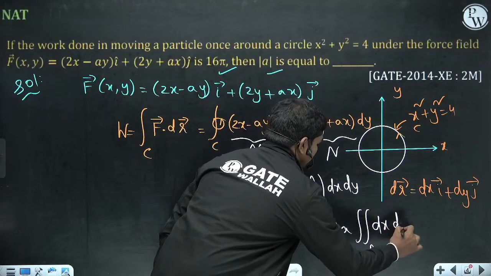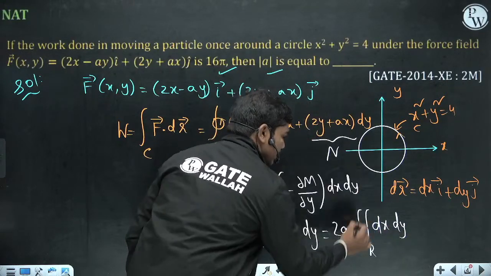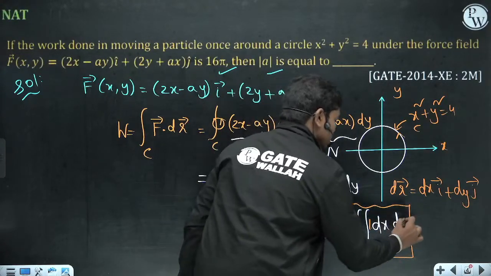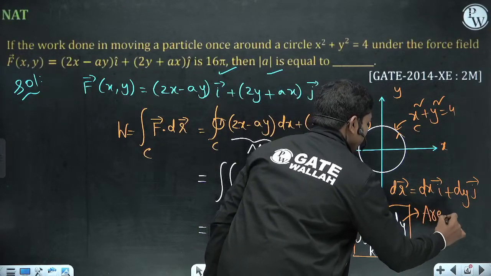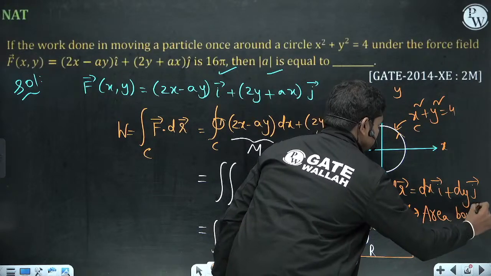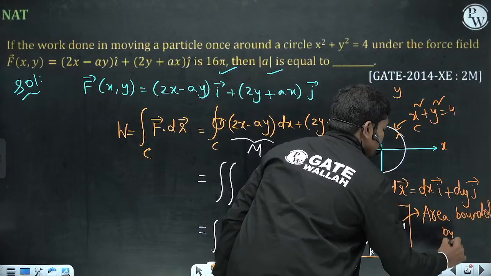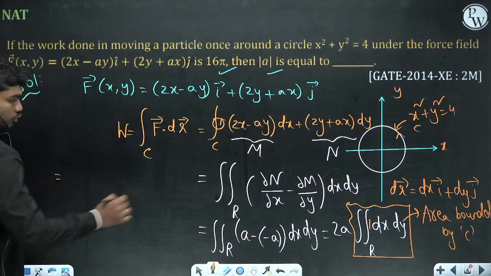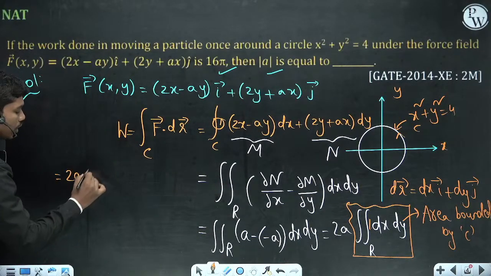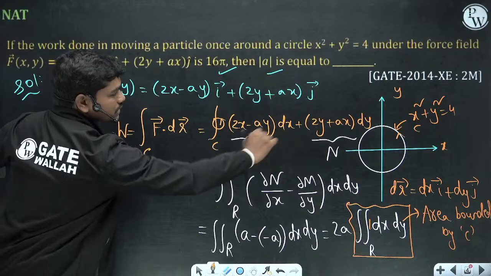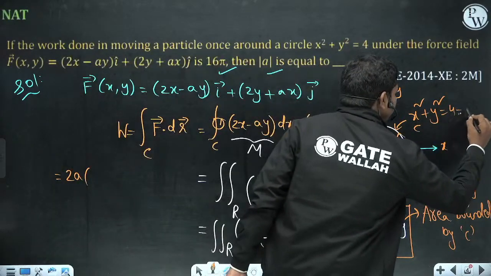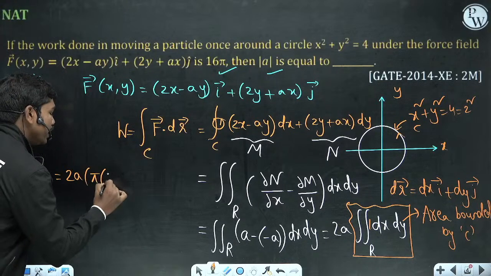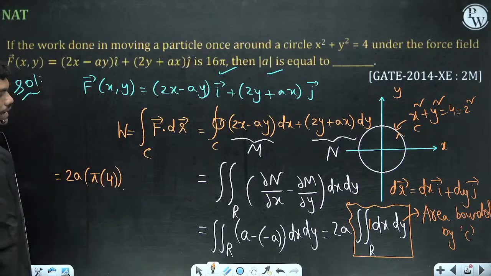And in this formula, whenever the function is 1, then this represents the area bounded by C, correct? So this integral value is equal to 2a times the area of this figure. This is a circle, and here this 4 can be written as 2 square, so radius is equal to 2. What is the area of a circle? Pi r square. Okay, so pi r square is the area.